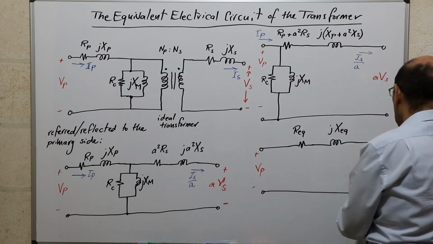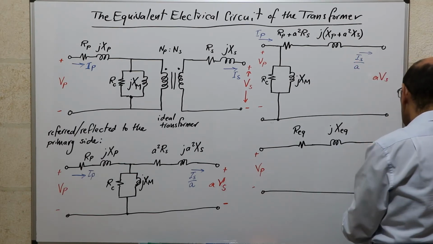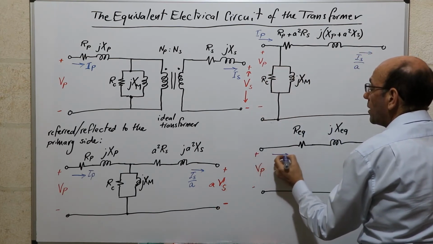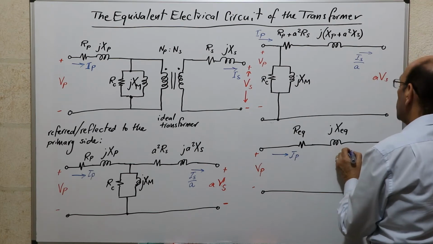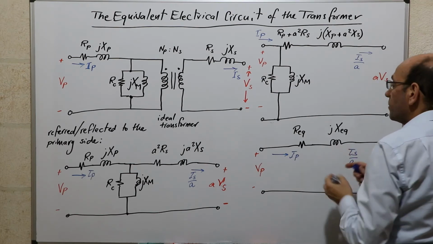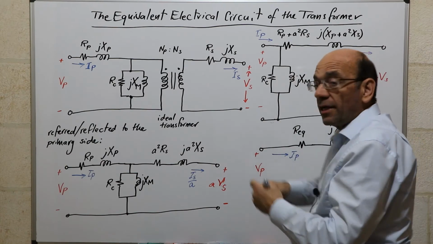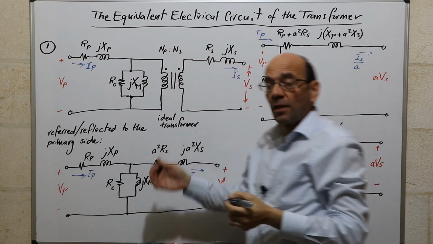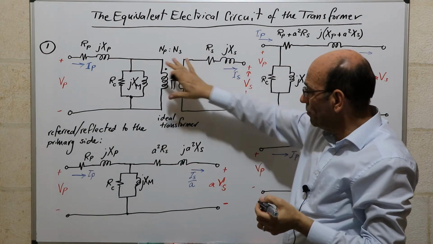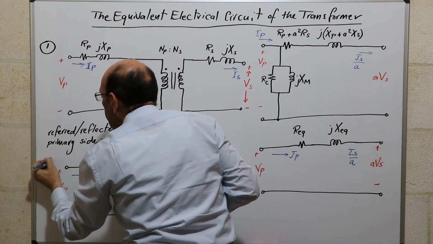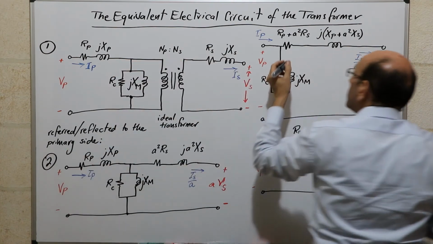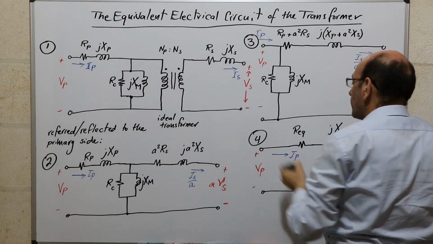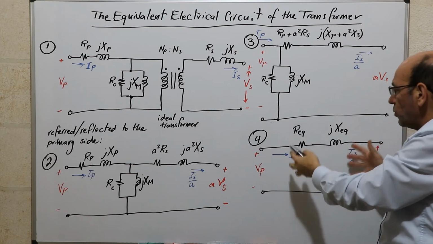And we end up as well with VP, AVS, and IP, IS divided by A. So if we number these now, this is actually the first equivalent model. We've done a simplification, or we've removed the ideal transformer, so that's a second simplification. This is a third stage of simplification, and that's a fourth stage of simplification. And this is really the most simple model.